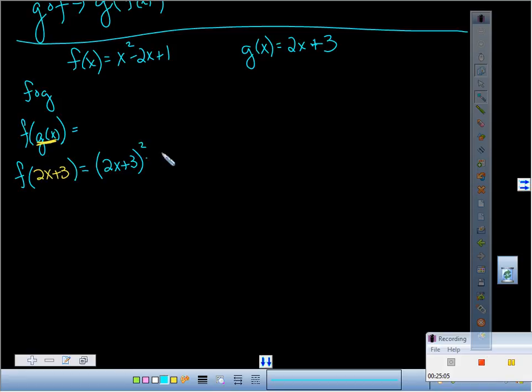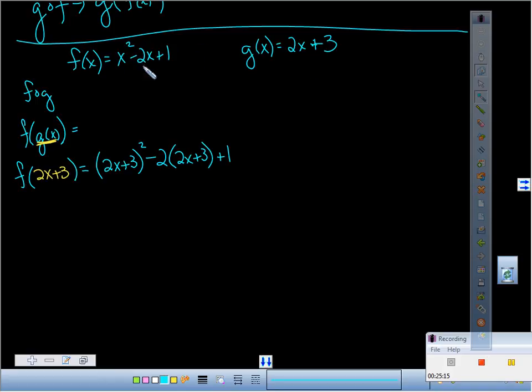And I square it. Minus 2 times, there's another x. What do I put? 2x plus 3. And then plus 1. Don't forget your little plus 1. Now, look what you did. You plugged this function inside this function. You plugged g of x inside of f of x. Everywhere there was an x over here, you plugged this in.